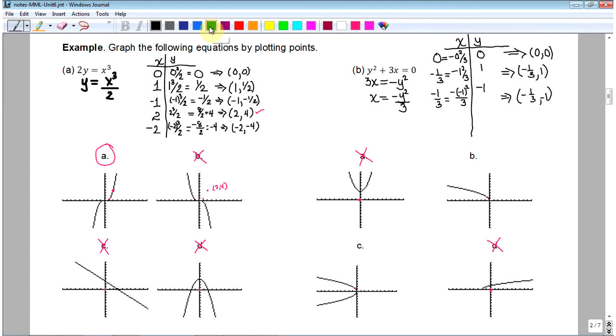So if I look on my graph, negative 1/3, comma, negative 1 is represented on the graph of C. Notice there is no negative y value represented on the graph in B, so we have to reject it. So answer C would be the graph for our equation.